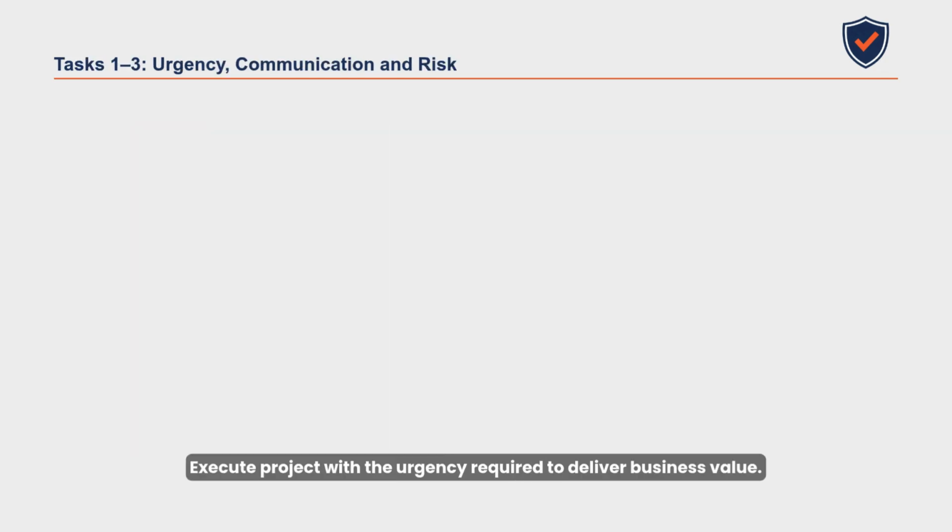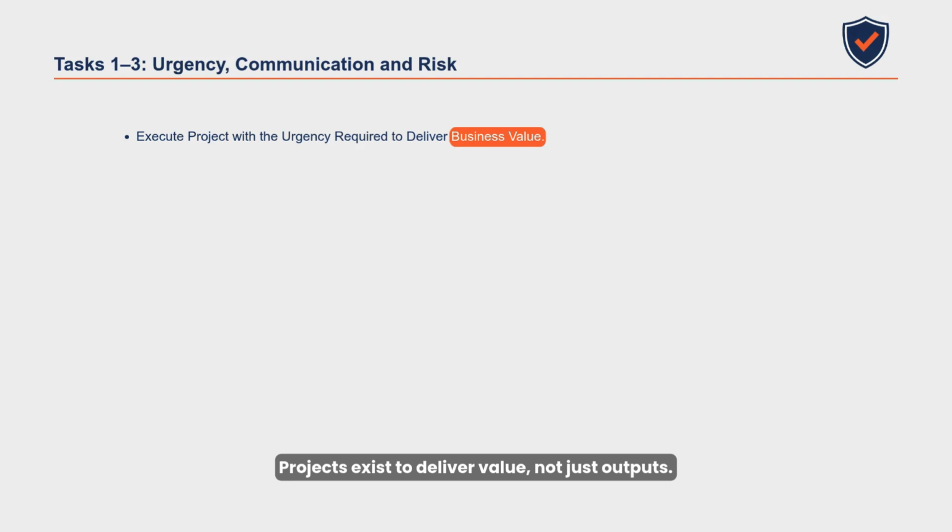Task 1. Execute project with the urgency required to deliver business value. Projects exist to deliver value, not just outputs. This task tests whether the PM keeps the focus on value delivery, not just task completion.